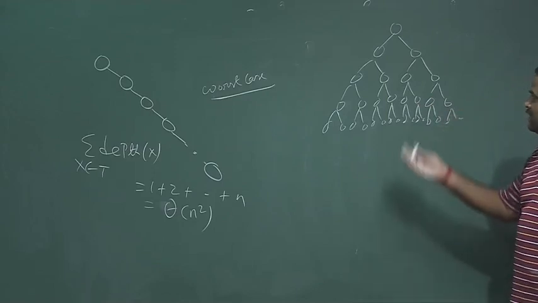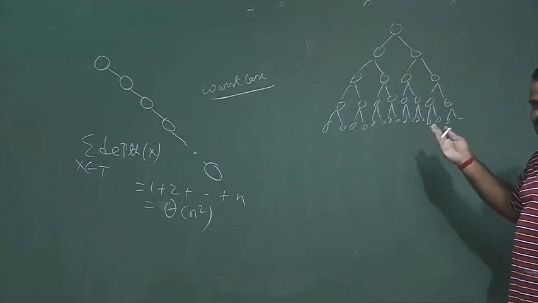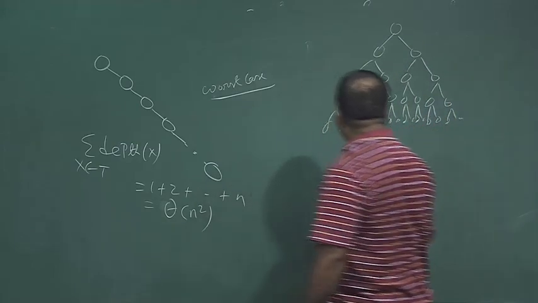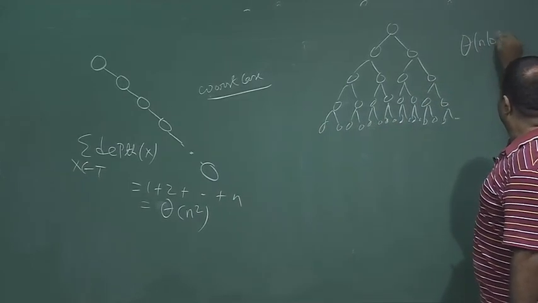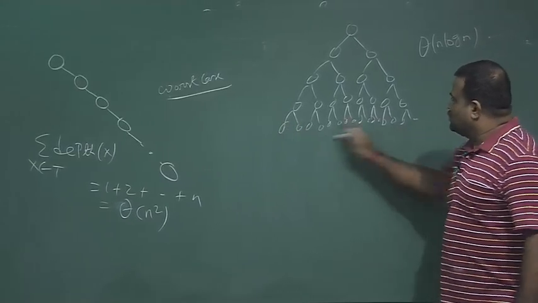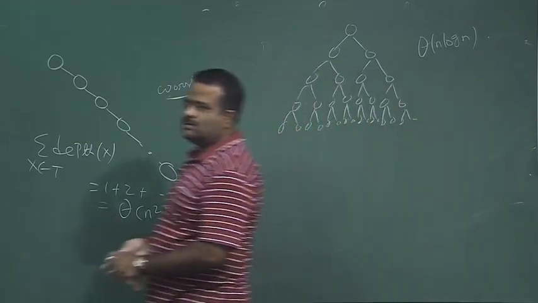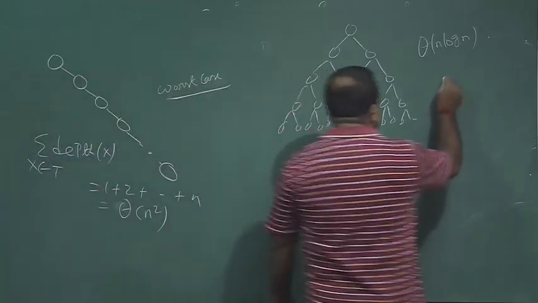So, now if the tree is like this, then what is the runtime? What is this tree insert? Tree insert is basically n into, so order of n log n. Okay, because there are n by 2 nodes over here. So, for these nodes each time is log n. So, for that it is order of n log n. So, this is the best, this is the lucky case.